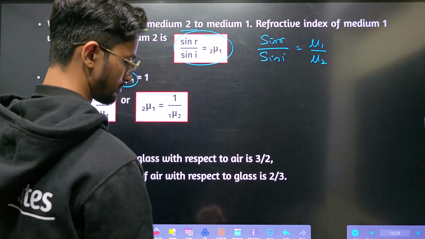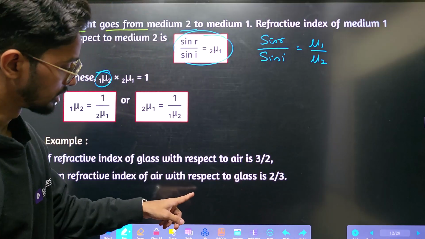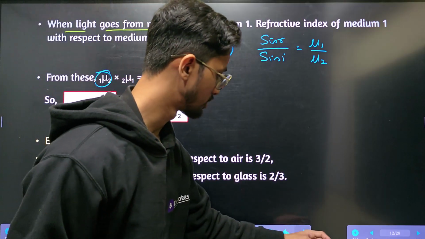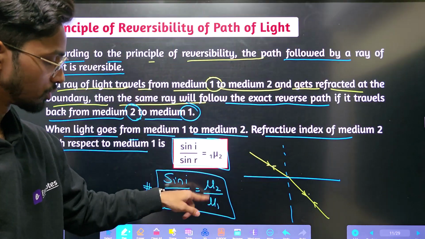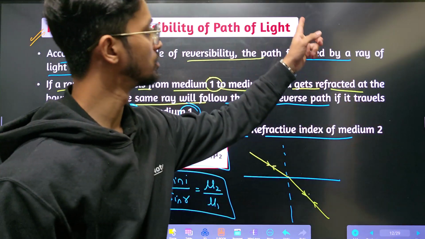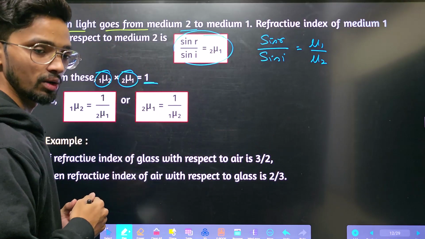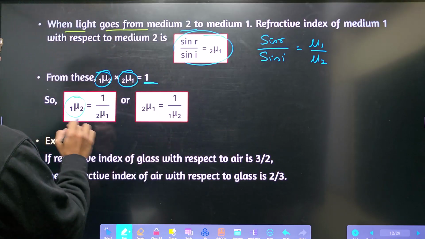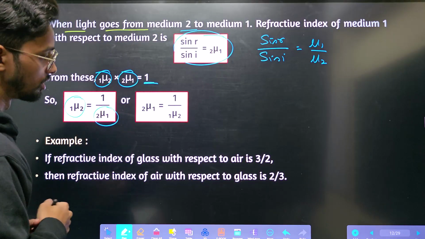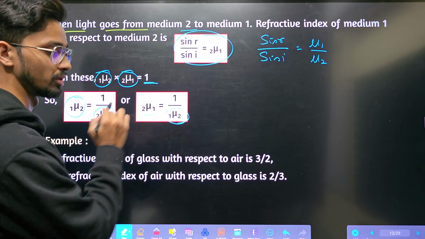See, multiply. Here it's mu 2 by mu 1. Here it's mu 1 by mu 2. Both will cancel each other and the answer remaining will be 1. So we can say that mu 2 1 is the inverse of mu 1 2, or mu 1 2 is the inverse of mu 2 1.